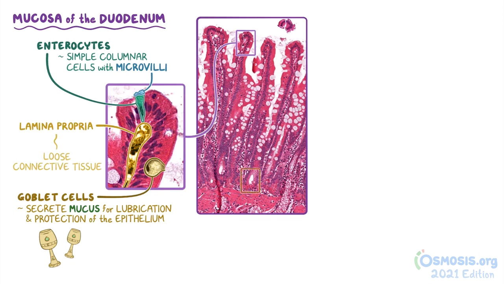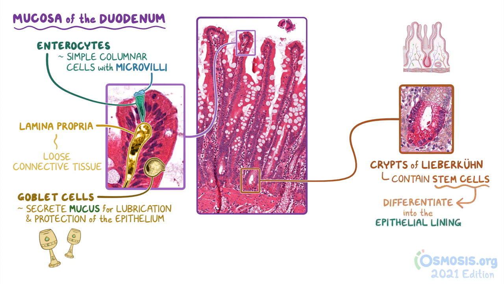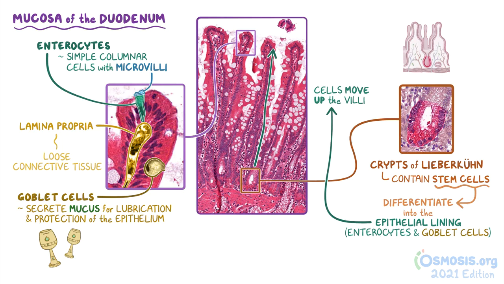of each villus. The crypts of Lieberkühn, or intestinal crypts, are glands found at the bases of the villi. The crypts contain stem cells that slowly differentiate into the cells that form the epithelial lining of the small intestine, which include both the enterocytes and goblet cells. The differentiated cells move up the villi as new cells are continually formed underneath them, and within a week, the cells will reach the tip of the villi where they're shed into the lumen, similar to the separated epithelial cells seen at the top right of this image.